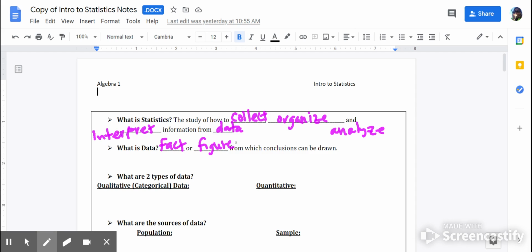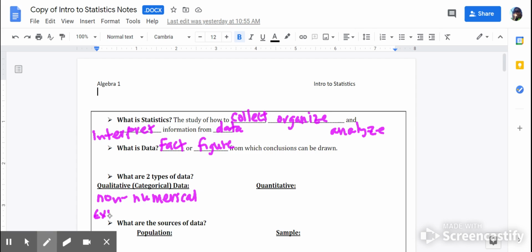Now I have two different types of data. We have qualitative or categorical data, and we have quantitative. So when we see the word qualitative, you want to think about the word quality. And this is going to be a non-numerical data point. So an answer such as, what's your favorite color? Blue. Well, blue is not a number, therefore that is a qualitative data point. What's your favorite candy bar? And if you say Snickers, then that would be a non-numerical answer.